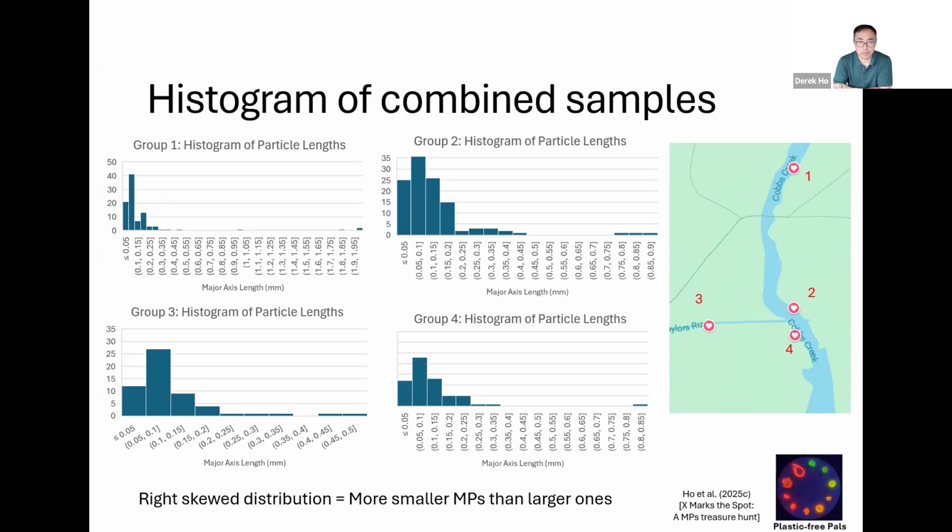Here you can see we combine all the 4 different points into one histogram, and you're able to see that there is a right skew distribution, with most of the particles being smaller. This is worrisome because most of our detection capabilities only measure the bigger particles, and there'll definitely be a lot more smaller particles, and these plastics will eventually degrade to nanoplastics.